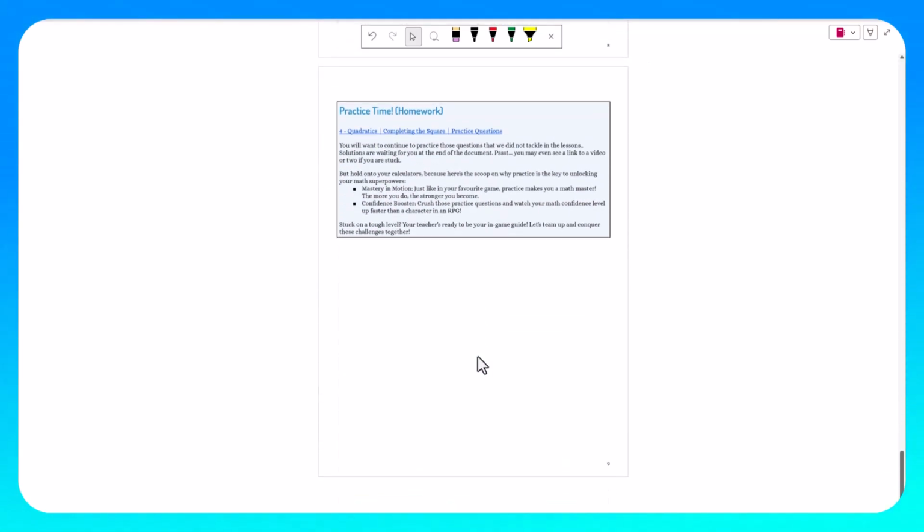Well, now it's homework time. I want you to continue practicing completing the square. It's so important that you have these steps down pat. If you're having any trouble with this, please make sure you ask your teacher. They would really love to hear from you.